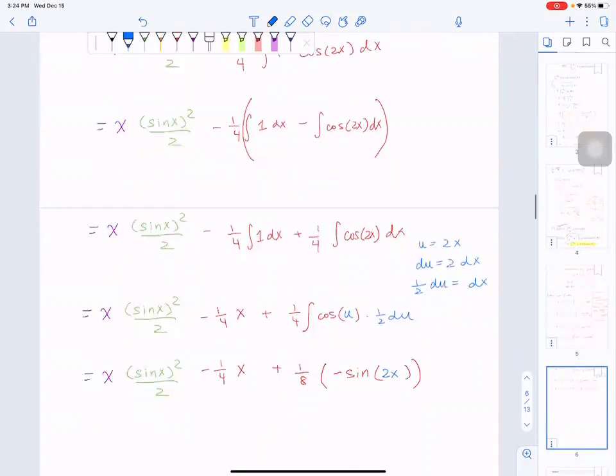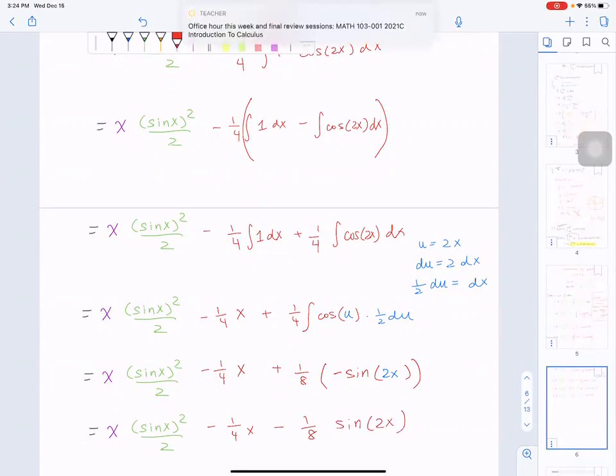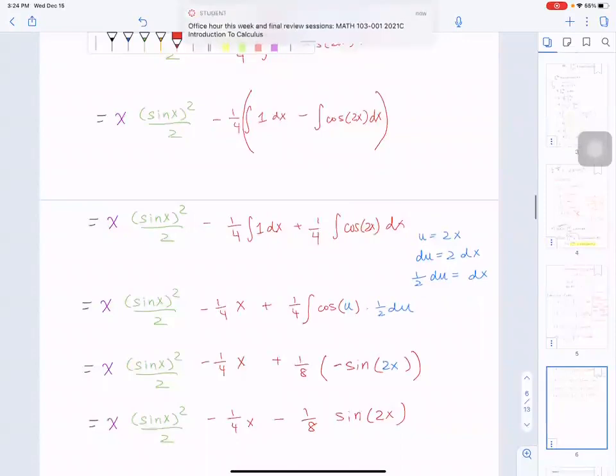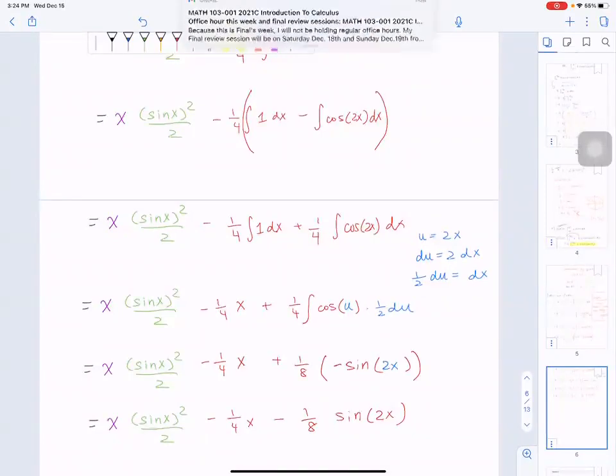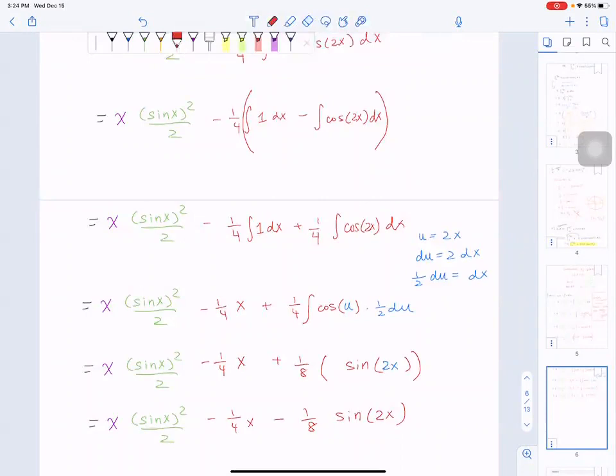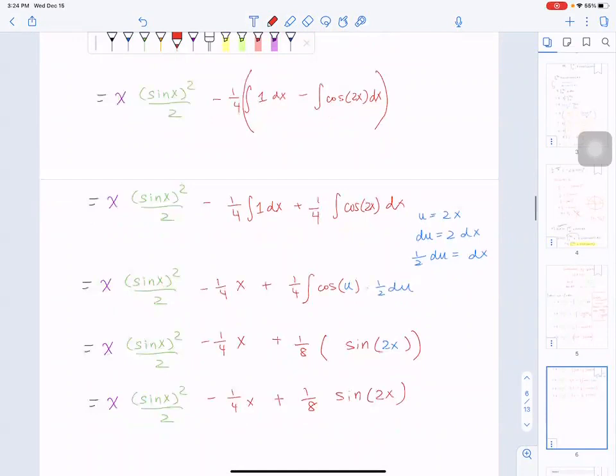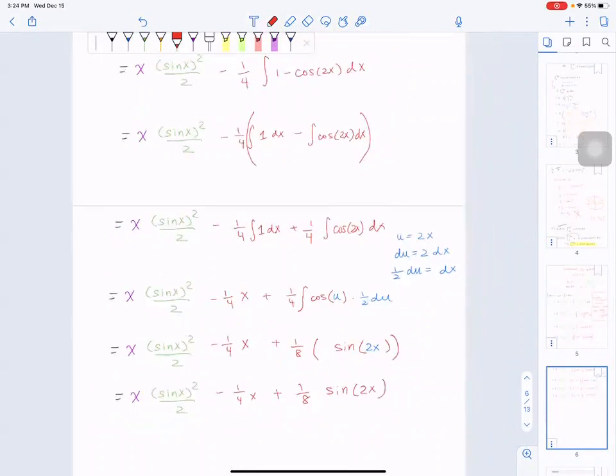So right now we have that our integral is this thing minus 1/4 x plus, minus 1/8 sine of 2x. Oh, sorry, the integral of cosine x is not negative sine x, it's positive sine x. Okay, any questions about this, getting to this integral part?